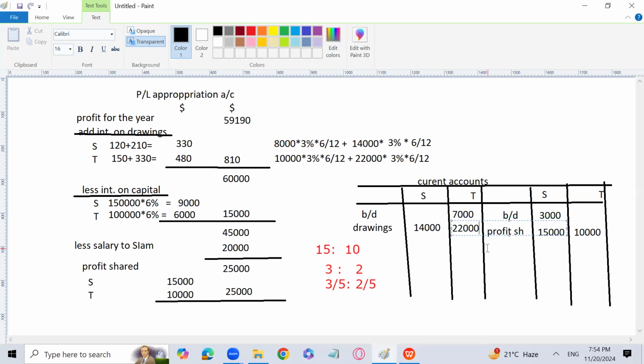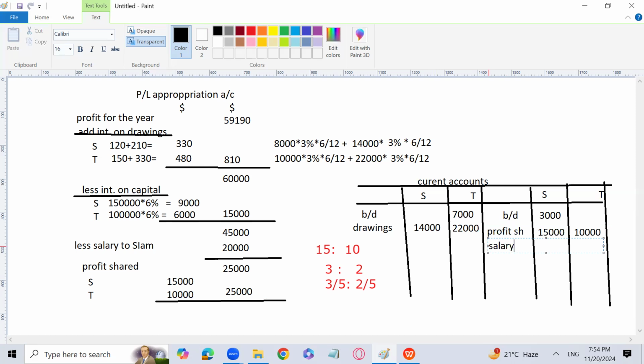Now, I have to look for the appropriation account. All those things which are added will be subtracted from current account, and all those things which are subtracted will be added in current account. Adding means those things which come on the credit side will increase current account, and those things which come on the debit side will decrease current account. According to that criteria, we will prepare the current account because current account is a part of capital account. So capital is always having a credit balance.